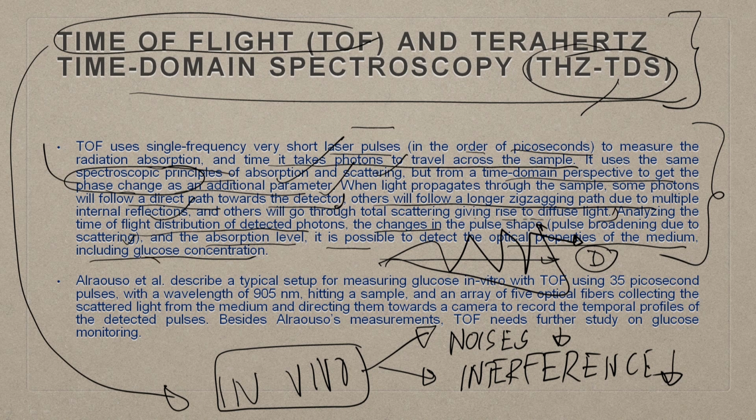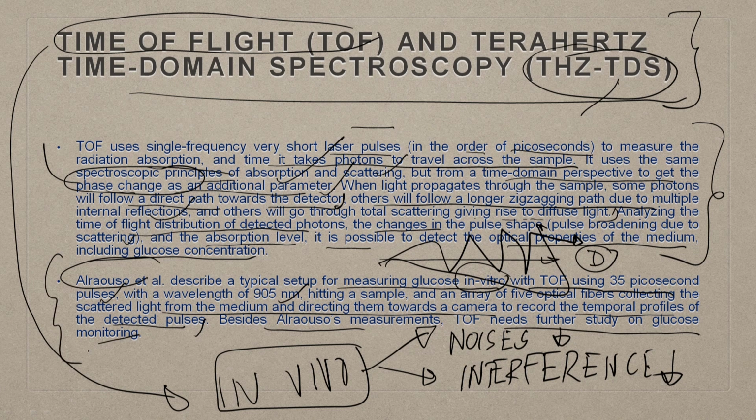Alrazo et al., this is the author, described a typical setup for measuring glucose in vitro. Again, see, they are using it in vitro with TOF using 35 picosecond pulses with a wavelength of 905 nanometer, hitting a sample, and an array of 5 optical fibers collecting the scattered light from the medium and directing it towards a camera to record a temporal profile of the detected pulses. Besides Alrazo's measurement, TOF needs further study for glucose monitoring.